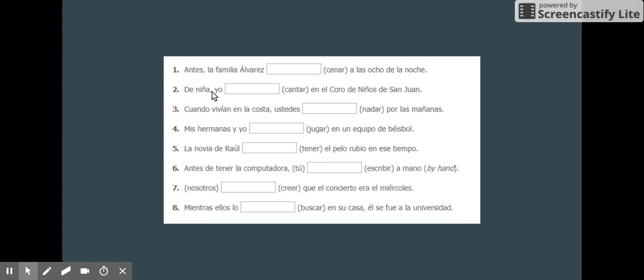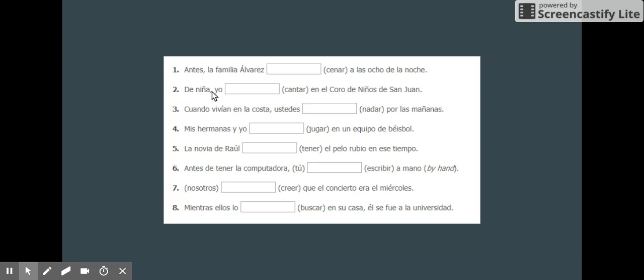Number 2: De niña yo cantar en el coro de niños de San Juan. The subject's yo, so: De niña yo cantaba en el coro de niños de San Juan. As a little girl, I sang in the children's choir of San Juan. In this context, this person is saying that they used to sing in this choir as a child. They don't specify when they started being a child, when they stopped being a child, when they started singing, when they stopped singing. It's just over a period of time in the past, they sang.